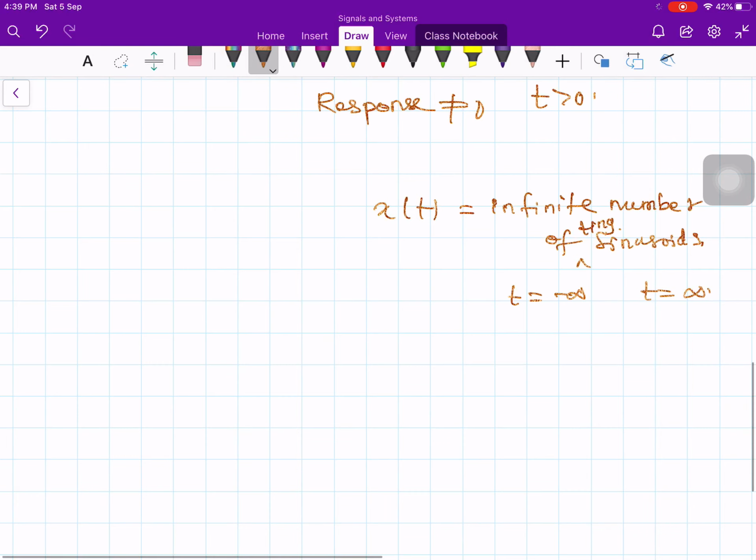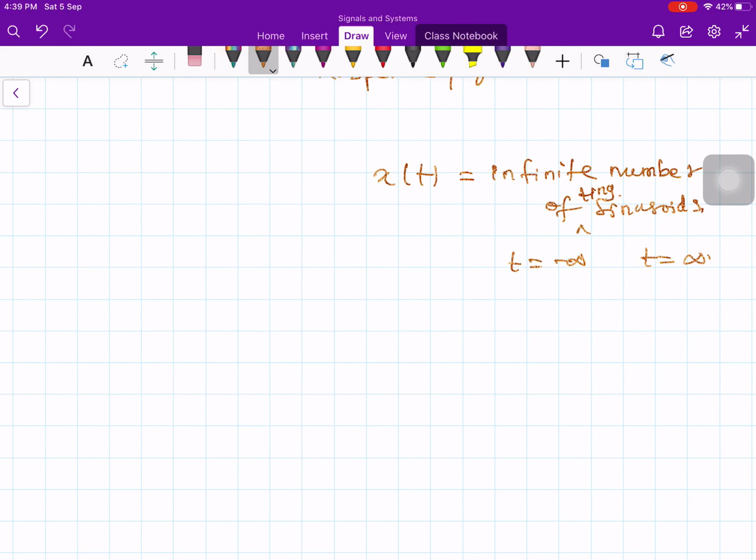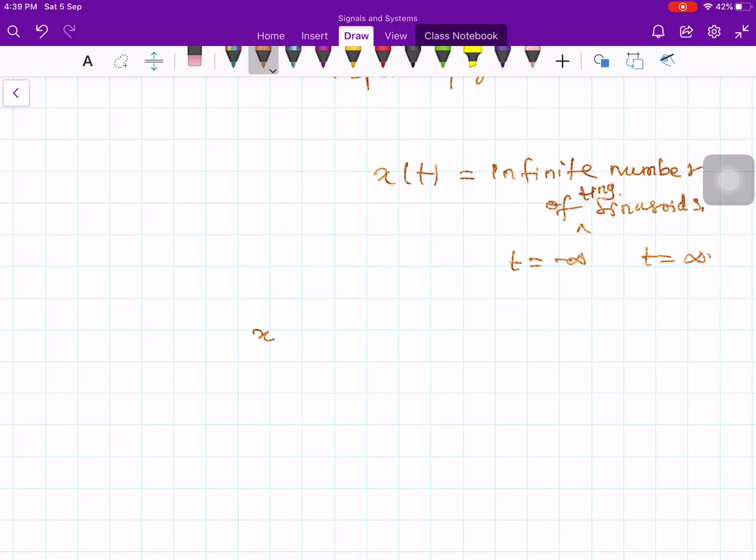And then all these responses can be added up to find the total response. So, the sum of the steady state responses is what we obtained through the Fourier integral approach. If you recall, x of t is equal to 1 over 2 pi integral from minus infinity to plus infinity of X of j omega e to the j omega t d omega.